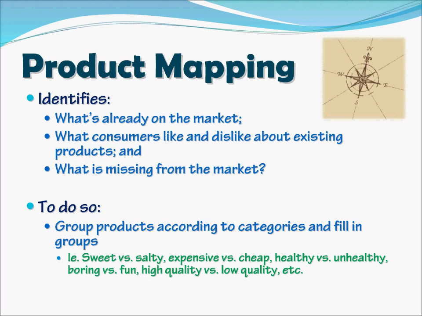So to do this product mapping exercise, you need to group products according to a category and fill in those groups. For example, for confectionery items, it might be sweet versus salty. For cars, it might be expensive versus cheap. For foods, it might be healthy versus unhealthy. For activities, boring versus fun. For any product, it might be high quality versus low quality. So let's take a look.